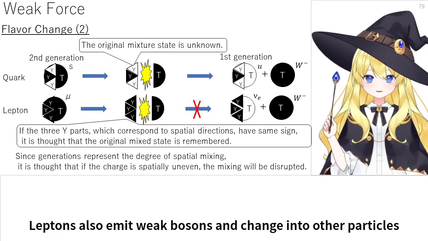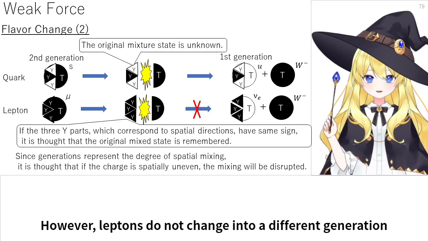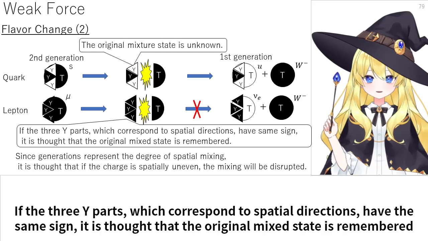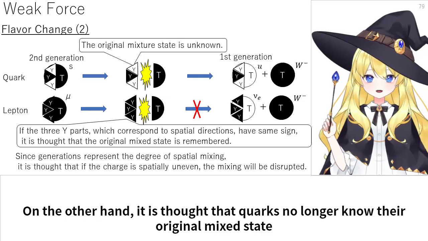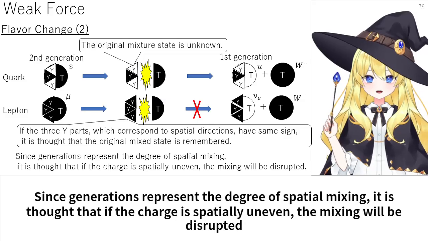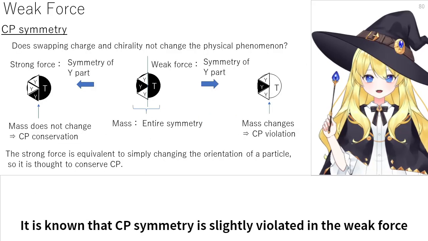Leptons also emit weak bosons and change into other particles. However, leptons do not change into a different generation. If the three Y parts, which correspond to spatial directions, have the same sign, it is thought that the original mixed state is remembered. On the other hand, it is thought that quarks no longer know their original mixed state. Since generations represent the degree of spatial mixing, it is thought that if the charge is spatially uneven, the mixing will be disrupted. It is known that CP symmetry is slightly violated in the weak force.